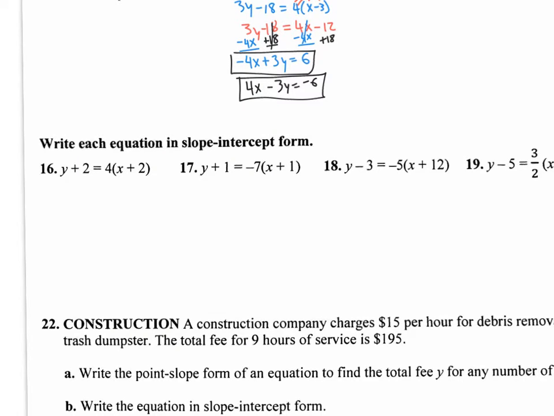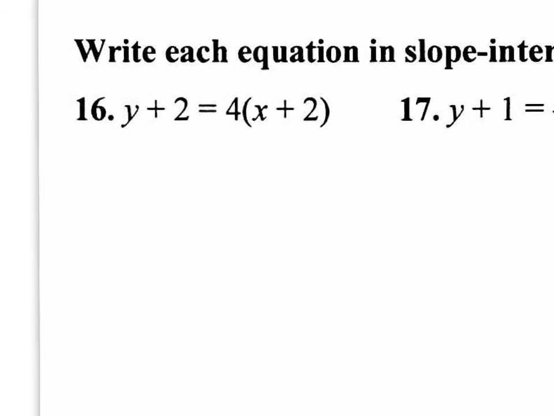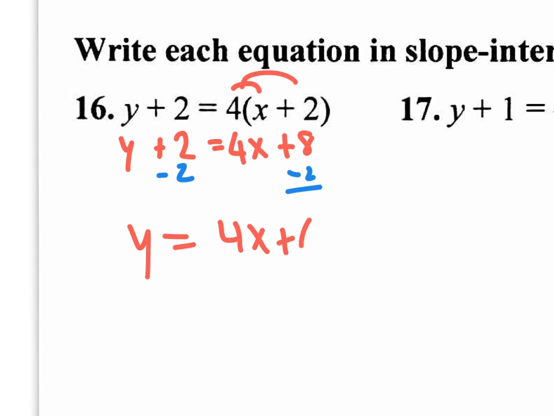The next part of this worksheet says write each equation in slope-intercept form. Like number 16, that's obviously in point slope form, but you want to change it to slope-intercept. So we're going to have to get rid of the parentheses by distributing. You'll have 4x plus 8 equals, let's bring down the rest, y plus 2. And slope-intercept form has y by itself, so let's get rid of that 2, subtract 2. What you do to one side, do to the other side. Of course, you're going to subtract 2 from the 8, not from the 4x. So our final slope-intercept form equation is y equals 4x plus 6.